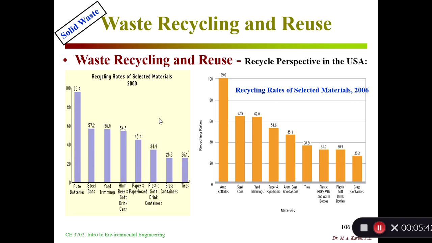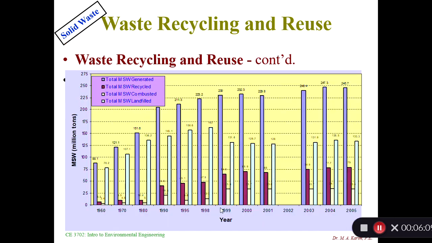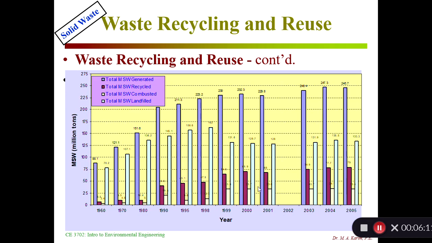So here is more data. In this case, recycling rates of selected materials in 2006: it looks like 99% is auto batteries and other things. So 25 is the glass containers, and this is in 2000. It looks very close, right? 96 and 99. Some of them are increasing, some of them are decreasing. Ultimately, they are balanced, right? They are balanced. So here is more. This is the one where I put data together that gives us all of them together from 1962 to 2005. Okay.